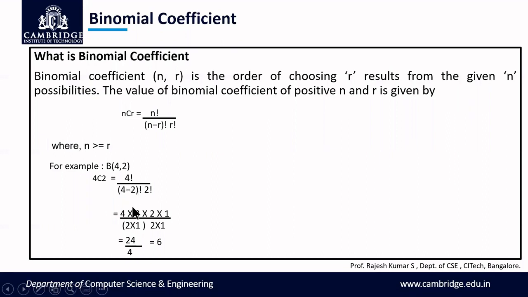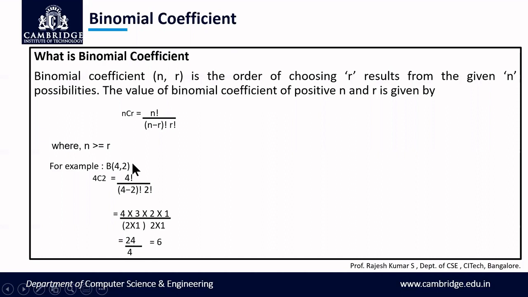So 2 factorial is nothing but 2 into 1. Again we are finding 2 factorial. 2 factorial is nothing but 2 into 1. So when I multiply all the numerator values, I'll be getting 24. When I multiply the denominator values, I'll be getting 4. Again, when I divide the values, 24 divided by 4, I'll be getting 6. 6 is the binomial coefficient of the given number.